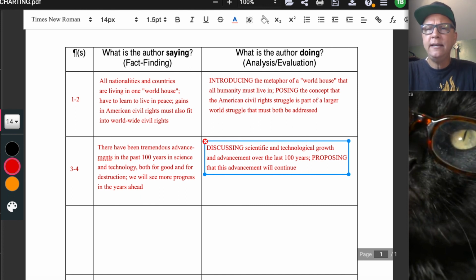All right, so hopefully that helps you understand how to use a charting. And now you can find charting anywhere or make your own. It's just 3 columns and rows. Super simple to create, but also very, very useful whenever you approach a text.